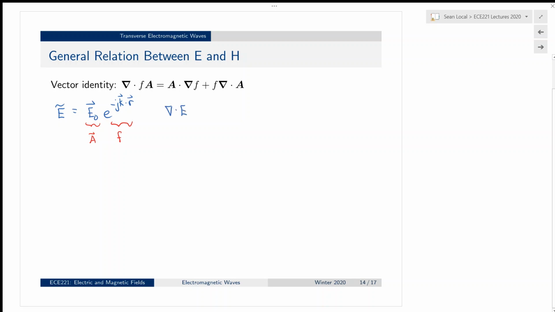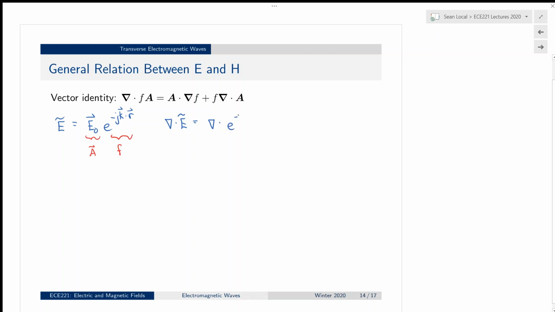So let's try to write out an expression for the divergence of E. The divergence of E tilde, our phasor expression, and making use of this vector identity that we have up above, is equal to the divergence of, just changing the order here, e to the minus j k dot r multiplied by E naught. Okay, so now we'll apply this vector identity directly to this. So the first term is going to be E naught dotted with the gradient of e to the minus j k dot r. And the second term is going to be e to the minus j k dot r multiplied by the divergence of E naught.